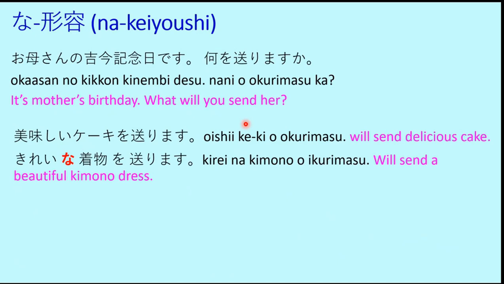Kirei na kimono o okurimasu. So this will be okurimasu, not ikurimasu. I'm sorry about that. Kirei na kimono o okurimasu. That means we'll send a beautiful kimono dress. You might know kimono is a traditional Japanese dress worn by ladies, and it's a very stylish and very elegant dress of the Japanese ladies. Kirei na kimono o okurimasu. I will send her a beautiful kimono.